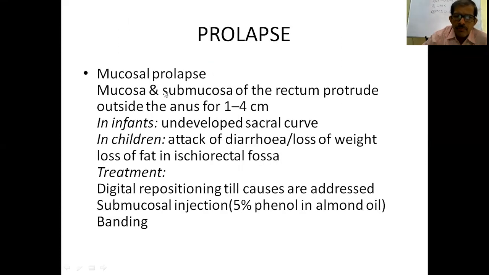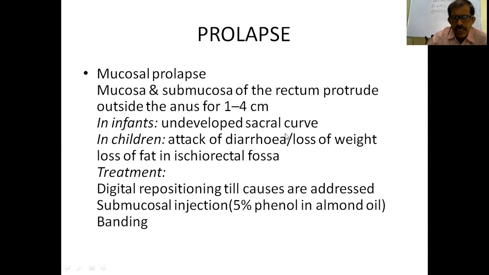So now let us go one by one. So mucosal prolapse, mucosa and submucosa, but there is a limit for it. Only maximum is 4 centimeters. It may be from 1 to 4. If it is more than 4 centimeters, then it is complete prolapse, all layers. Okay. So usually mucosal prolapse is less than 4 centimeters. And in infants, it can be common because the sacral curve is not yet well developed. It's almost straight, the sacrum. So that's why there may be mucosal prolapse.